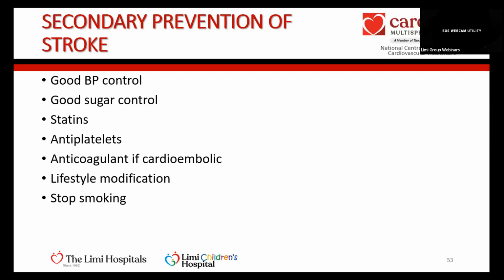Then antiplatelets, we said for ischemic stroke, they should be on either aspirin or clopidogrel. And then, of course, when you're thinking of a cardioembolic stroke as a result of atrial fibrillation, flutter, or clots in the heart, then they need to be anticoagulated. Lifestyle modification, that's a general thing. We don't want a sedentary lifestyle as much as possible. Your body mass index should be within the expected range. No smoking, no alcohol.